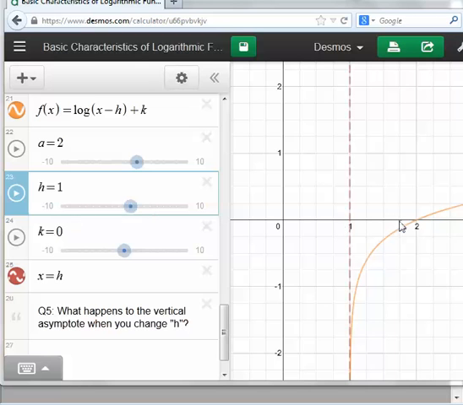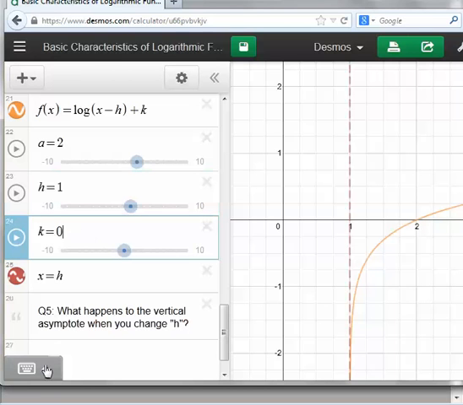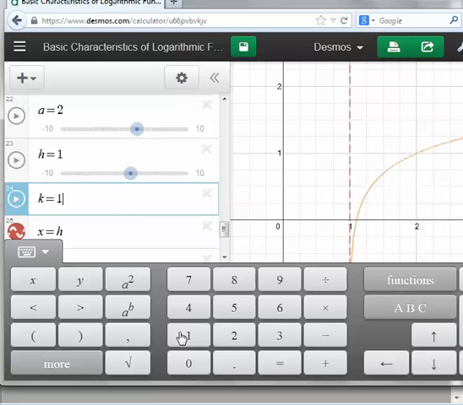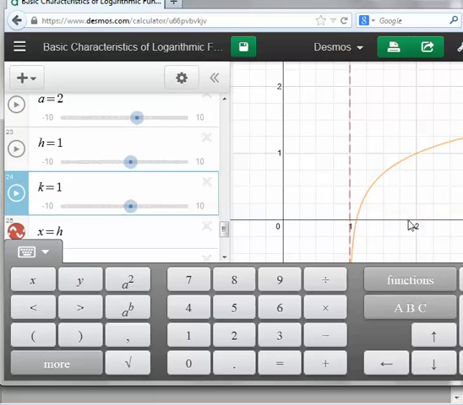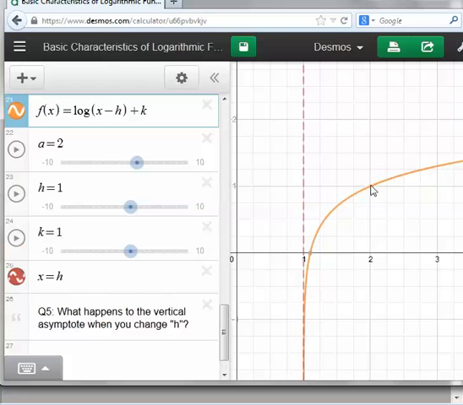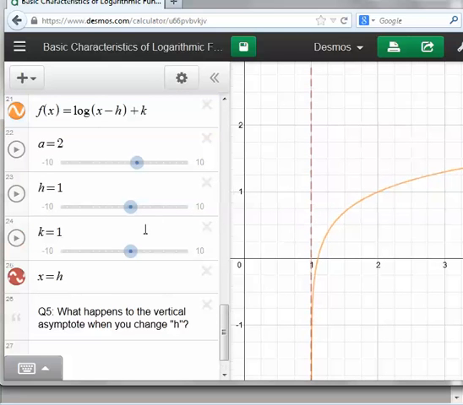Okay, when I change the k value, okay, say to k equals 1, what basically happened is this graph used to pass through this point 2, 0, and it went up 1 unit to 2, 1. And so when you guys do transformations of logarithmic functions, something you want to remember is that the number away from log, away from x, is vertical shifting, and that's a k value.